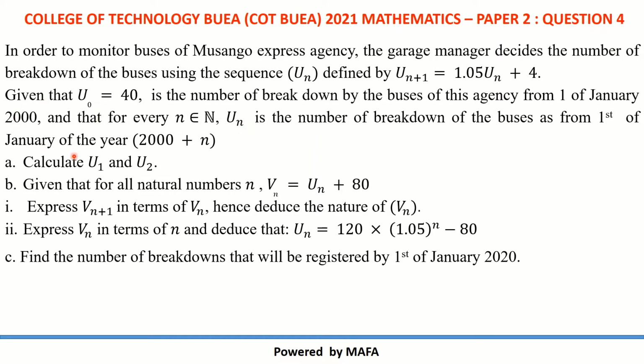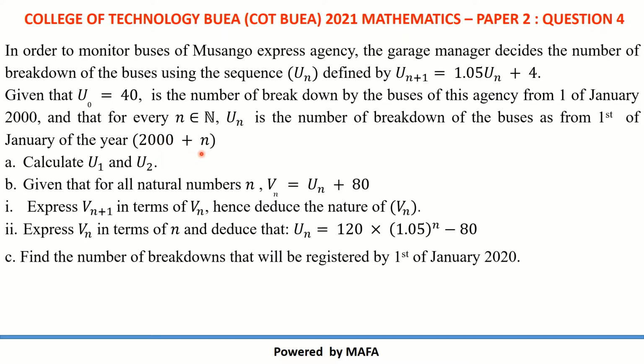Alright, now A is asking us to calculate U1 and U2. So U1 here just represents when n is equal to 1, right? So the year is going to be 2000 plus 1, which is 2001. So U1 is just the number of breakdowns of the buses as from the 1st of January 2001, and then U2 is the number of breakdowns of the buses as from the 1st of January 2002.